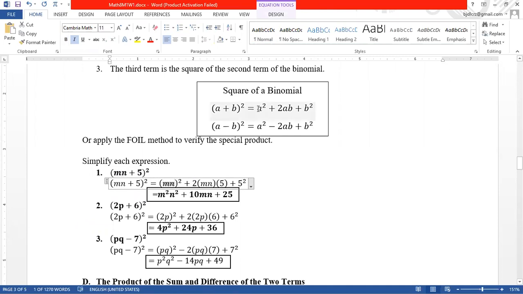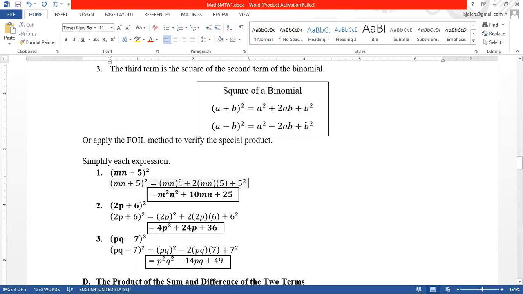So we replace a with mn raised to the power of 2 plus copy 2. Then the first term is mn, replacing a. And b, we replace it with 5, which is our second term. Plus 5, which is our last term, which is b. This b is 5, so we square 5.